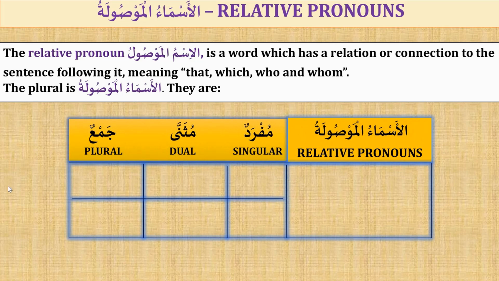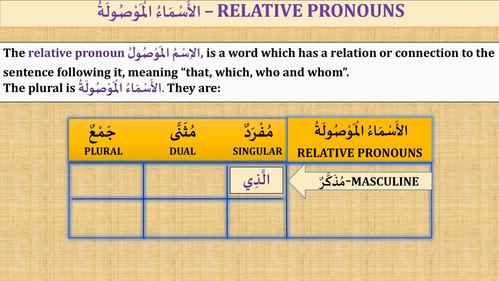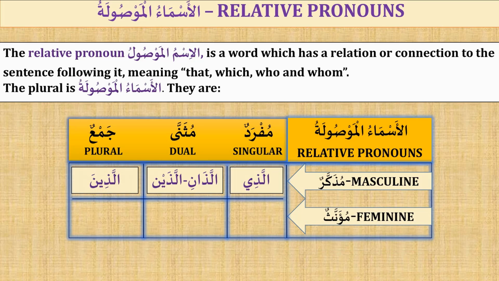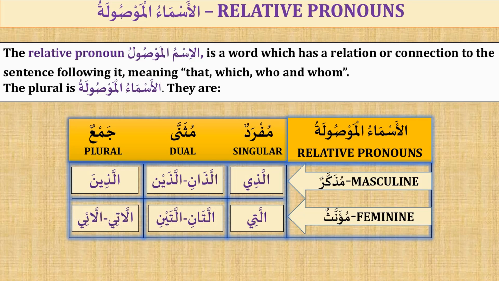We have singular, dual and plural relative pronouns. The first is المذكر, masculine relative pronouns. الذي, singular. اللذان or اللذين, dual. And الذين, plural. And next, مؤنث, feminine relative pronouns. التي, singular. اللتان or اللتين, dual. And اللاتي or اللائي, plural.